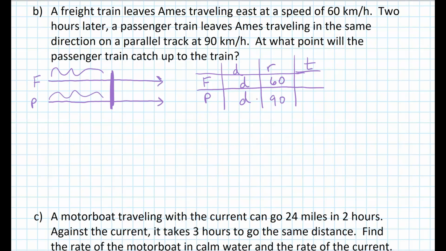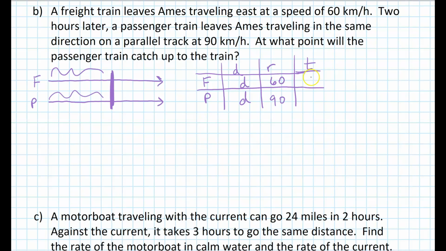One train left 2 hours after the other. So, do we know which one? The passenger train left 2 hours after. So we should be like T and then T plus 2. Or T plus 2. Yeah.